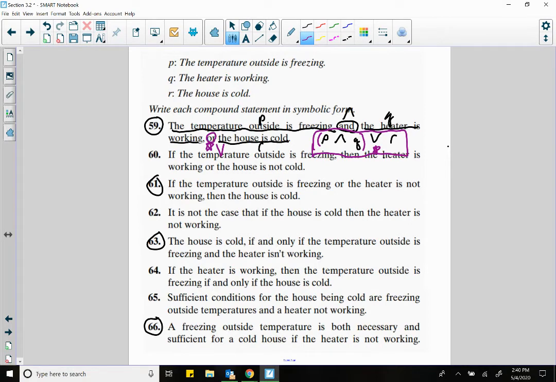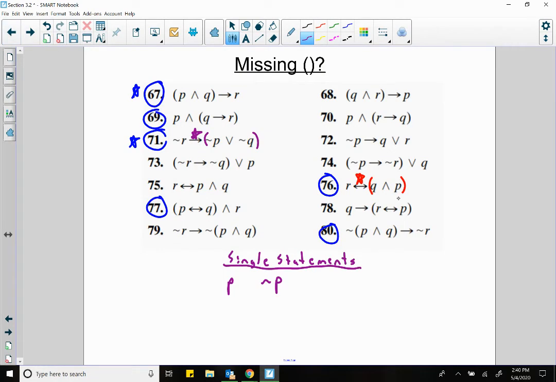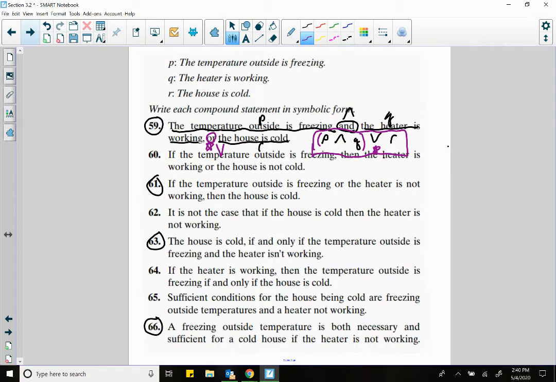If they do not give you commas, then you go through what we just did over here once you got all the symbols, like what we did on number 71 and 76. Once you had the symbols written out, that's when you look for the strongest, if there is no comma in the statement.